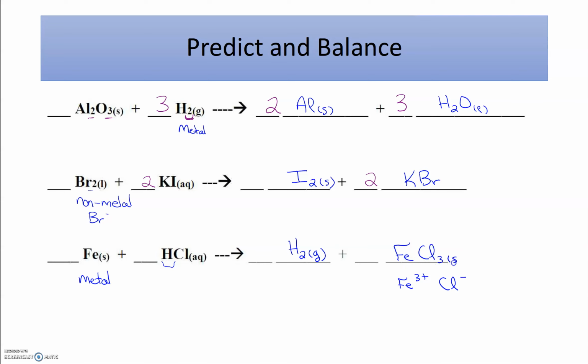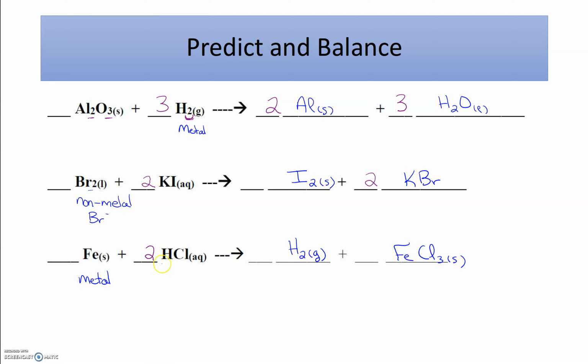Now I need to balance. And so when it comes to balancing, if I look at my iron, I've got 1 iron at the reactant side, 1 iron on the product side. So iron is balanced. If I go to do my hydrogen, I've got 1 hydrogen on my reactant side. I've got 2 hydrogens on my product side. That's not balanced. So I need to have 2 hydrogen chlorides so I can get 2 hydrogen gas. So I'm going to put a 2 here in front of hydrogen.